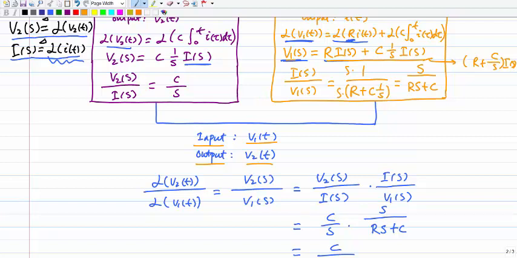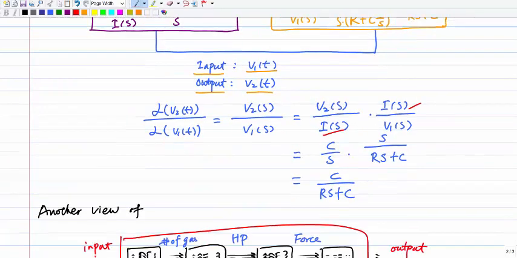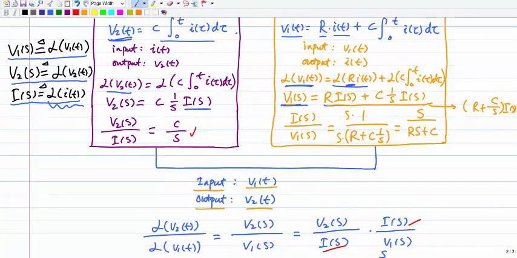So the nice thing about the s domain here is, well, I can divide it into two parts. I can write it equal to V2(s) divided by I(s) times I(s) divided by V1(s), because essentially these two will cancel out. The reason I can introduce this extra factor is because I already figured out these two individual components. I already figured them out over here. It's given by here.